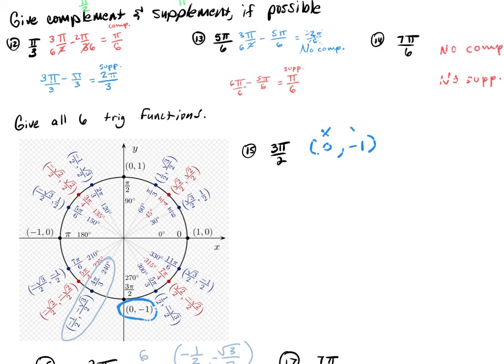What would sine of theta be? It's y, so -1. What about cosine? 0. What about tangent? Is it undefined? Awesome. It would be -1 over 0. We can't have 0 in the denominator, so this would be undefined.